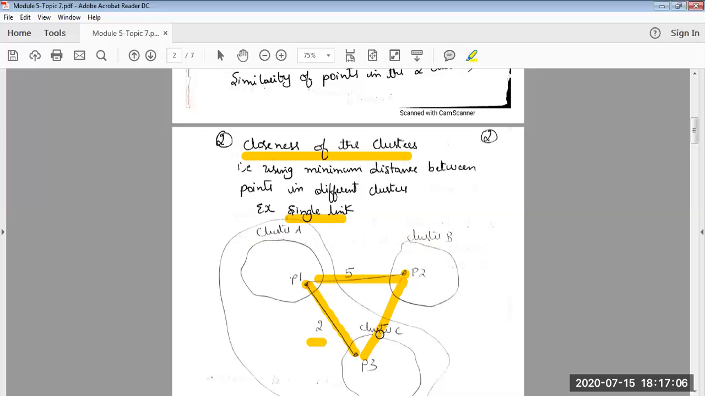For example, in this case, you can see between cluster A and cluster C, the distance is 2. Between cluster A and cluster B, the distance is 5. And between cluster B and cluster C, you assume the distance is 10. It's not written there. We'll assume it is 10. Now, among the three values, which is the lowest value? The lowest value here is 2, meaning that cluster A is closer to cluster C compared to cluster B.